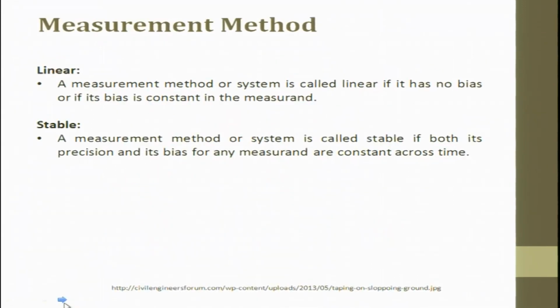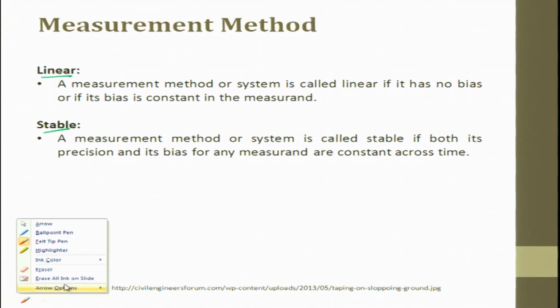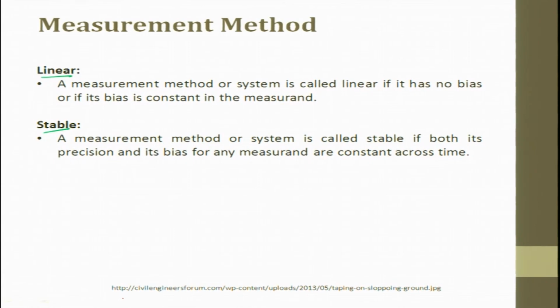Next is another measurement method I could have put in the various classification of measurements. This measurement is linear versus stable, or rather, linear and stable are two different kinds of measurements. A measurement method or system is called linear if it has no bias, or if its bias is constant in the measurand. Next is stable. A measurement method or system is called stable if both its precision and its bias for any measurand are constant across time. Across time it is constant.